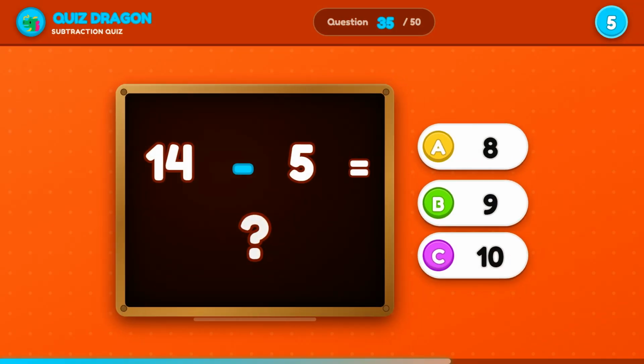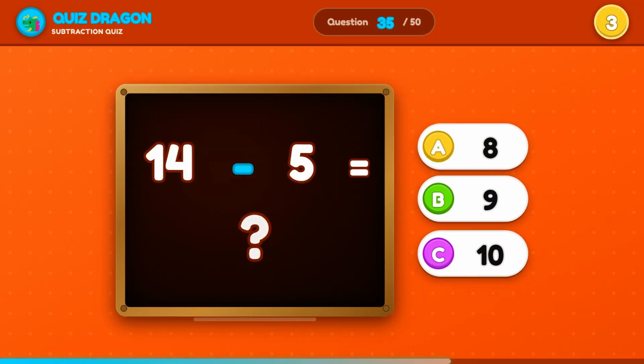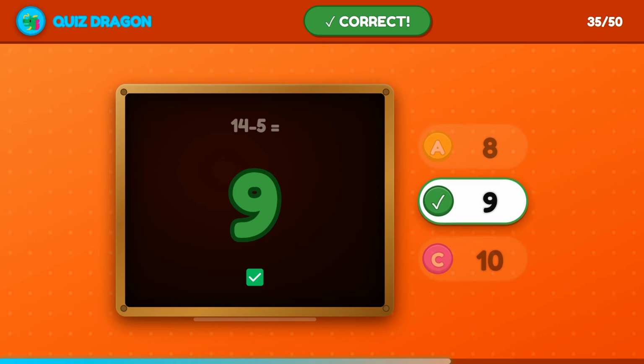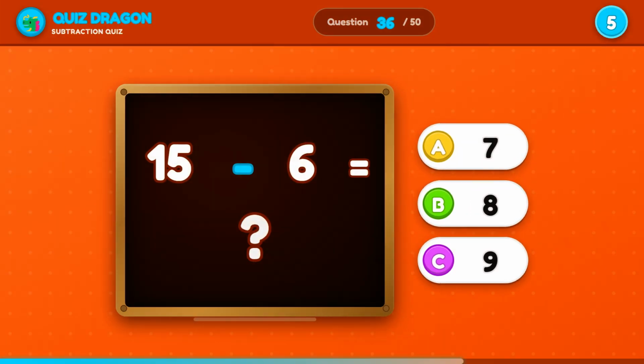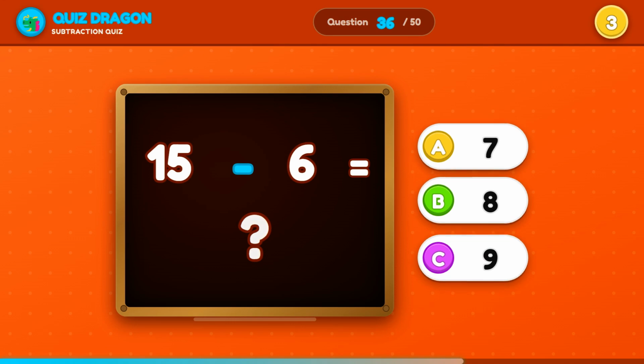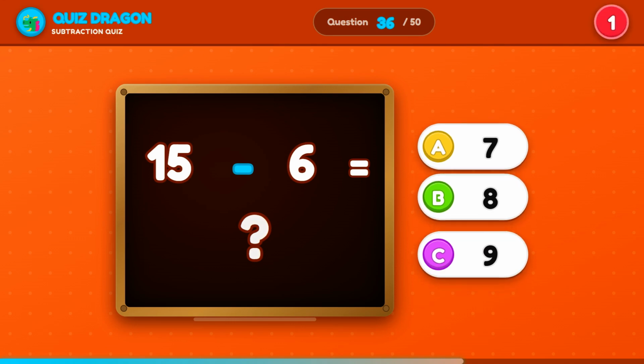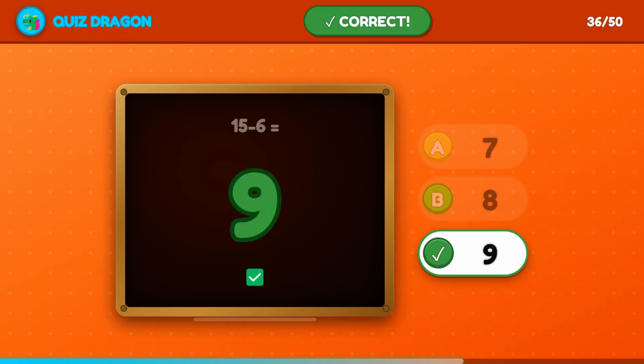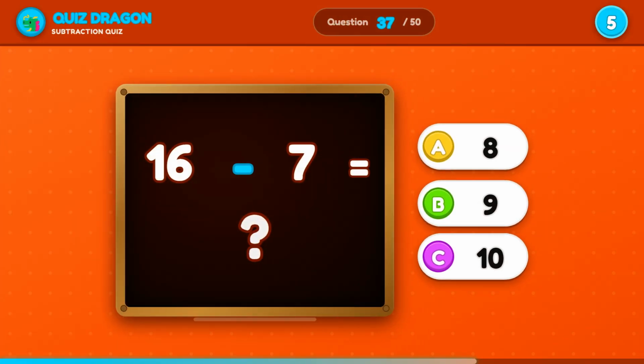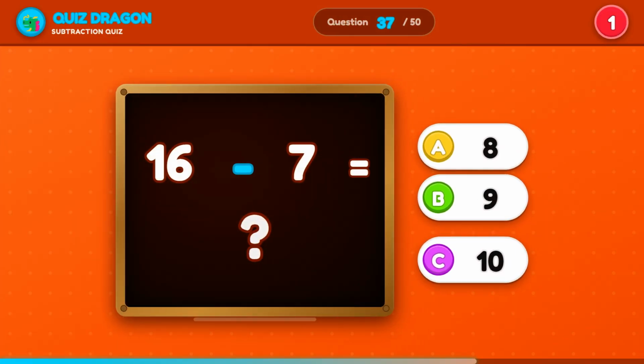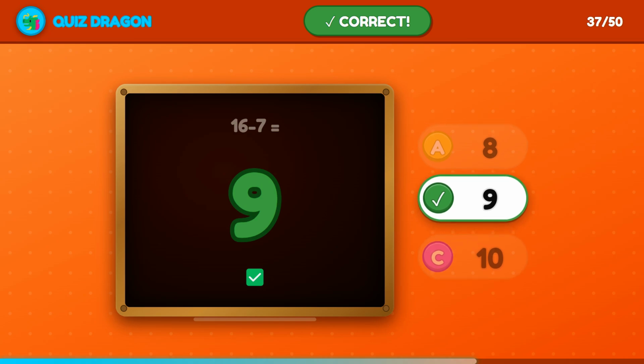Question 35. What is 14 minus 5? The correct answer is B, 9. Question 36. What is 15 minus 6? The correct answer is C, 9. Question 37. What is 16 minus 7? The correct answer is B, 9.